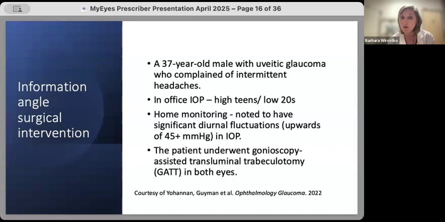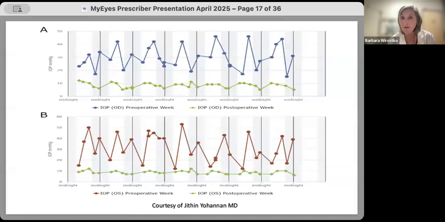So they did a goniotomy. They did a gap. Next slide. And this is what happened to his IOP. So it's interesting. I mean, here you see a lot of variability. He obviously had a lot of resistance at the trabecular meshwork.